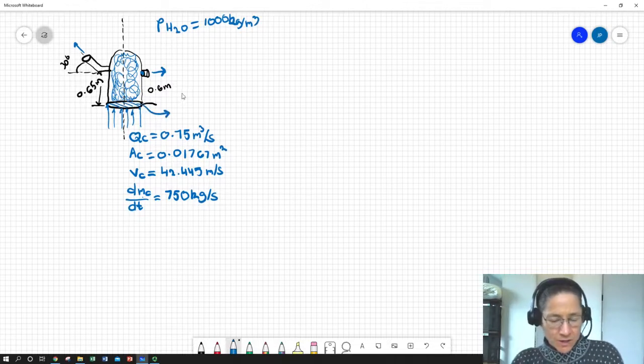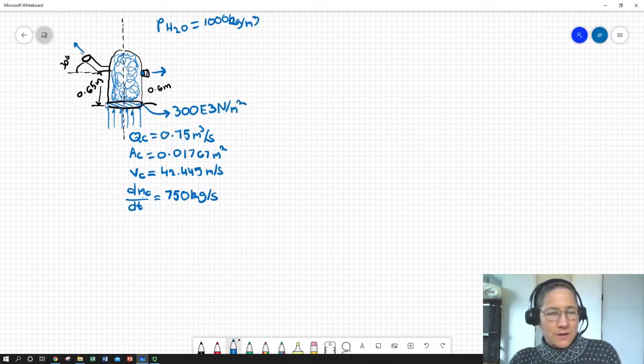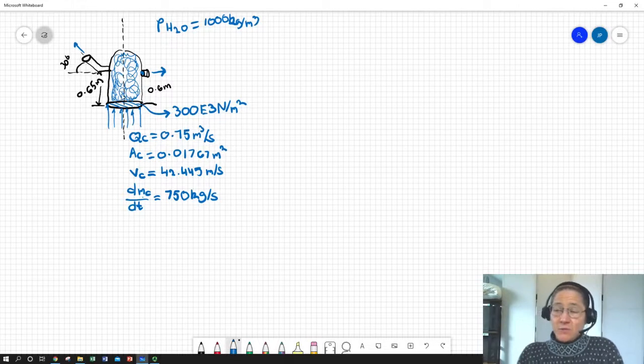We're told that the pressure there that's coming into the hydrant, and which would fill the hydrant, is 300,000 pascals or newtons per square meter. So we can look at pressure times the area, and that is going to be a force that would be lifting the hydrant up. So we can use that as part of our force balance in addition to our direction change.